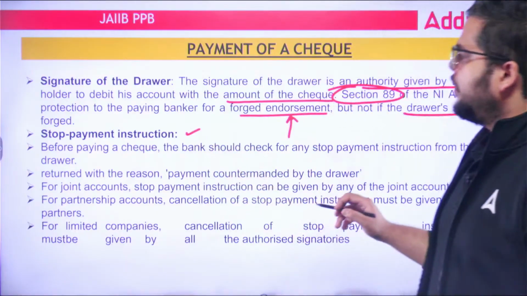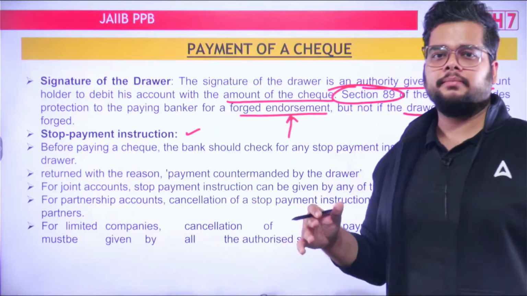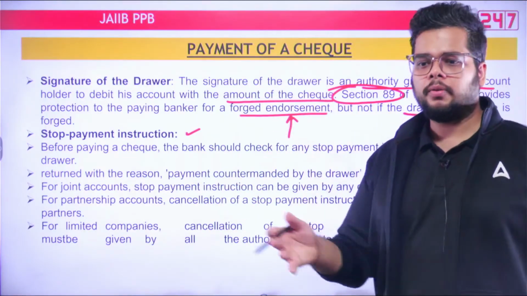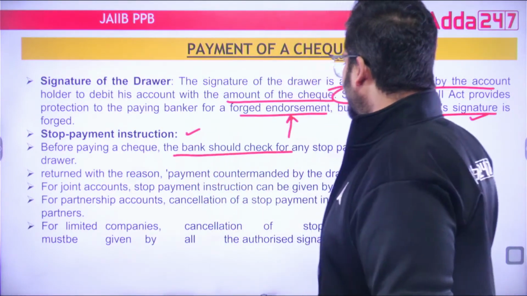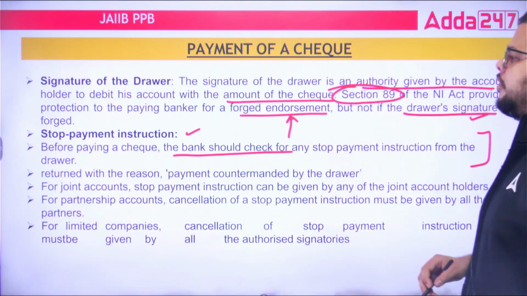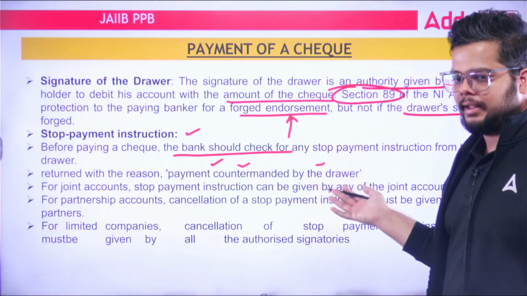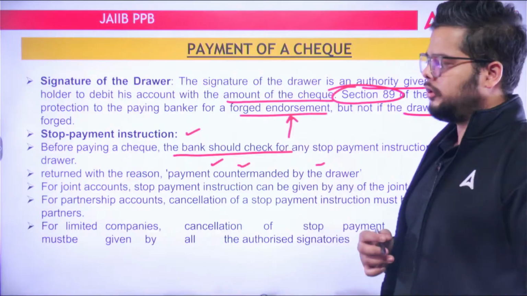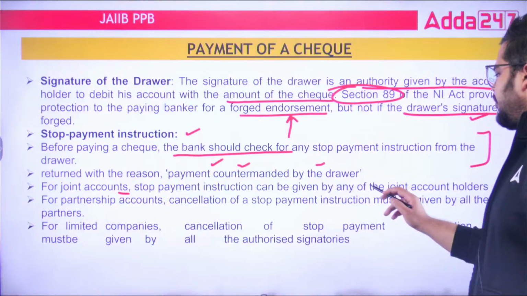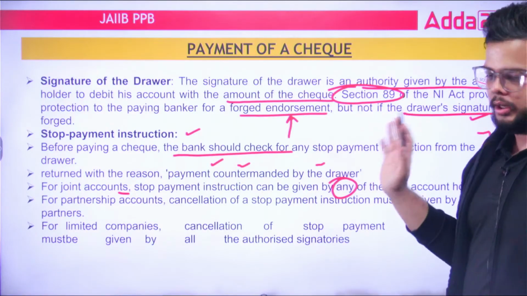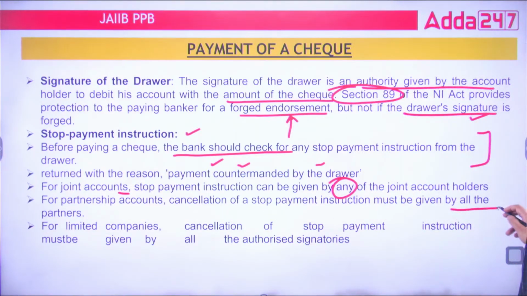Stop payment instruction. If a particular party does not have the funds, or a check has been issued by mistake, and they want to stop that payment, what can be done? Before paying a check, the bank should check for any stop payment instruction from the drawer; it is returned with the reason "payment countermanded by the drawer." So the check will be returned if a stop payment instruction has been instated. For joint accounts, a stop payment instruction can be given by any of the joint account holders. For partnership accounts, cancellation of stop payment may be given by all the partners.